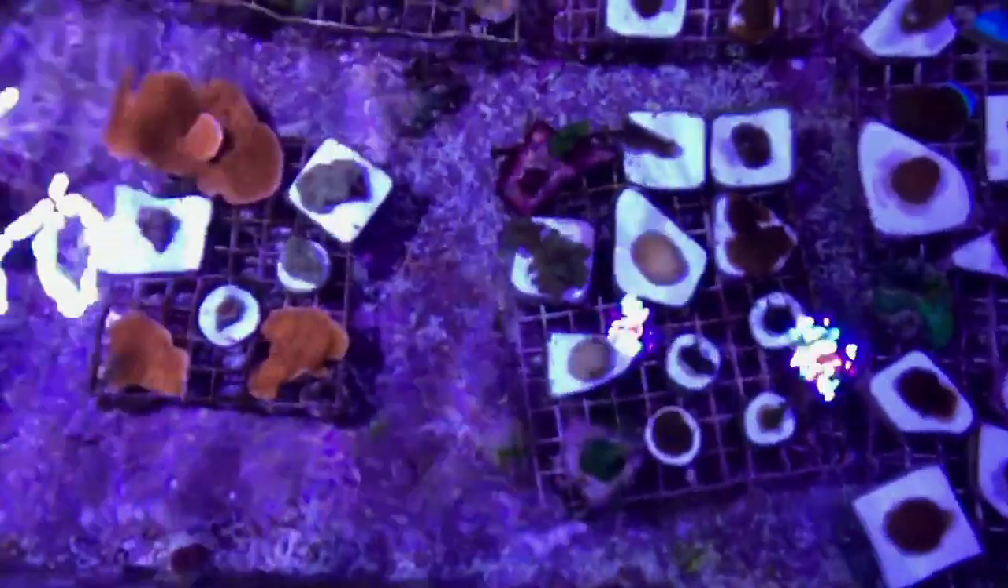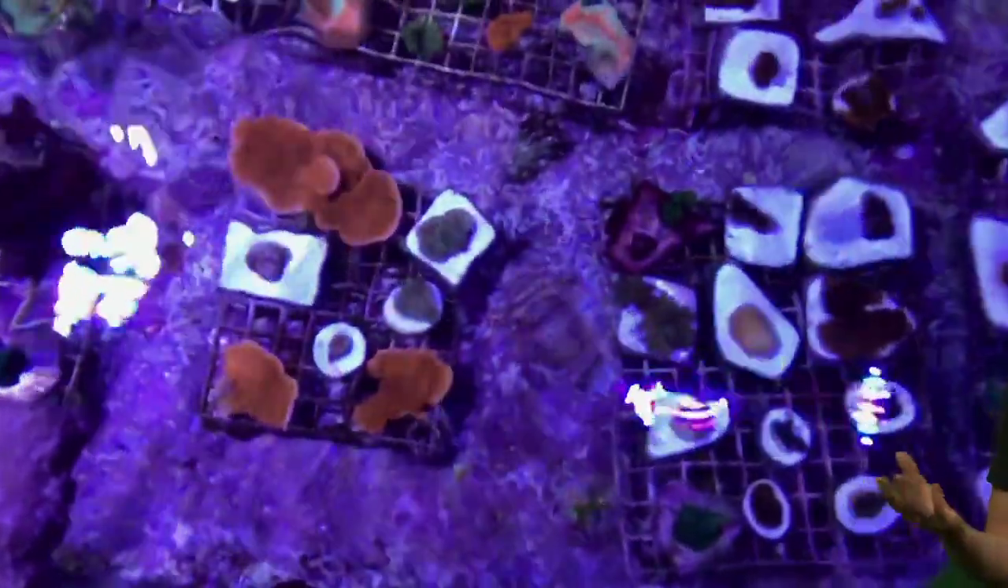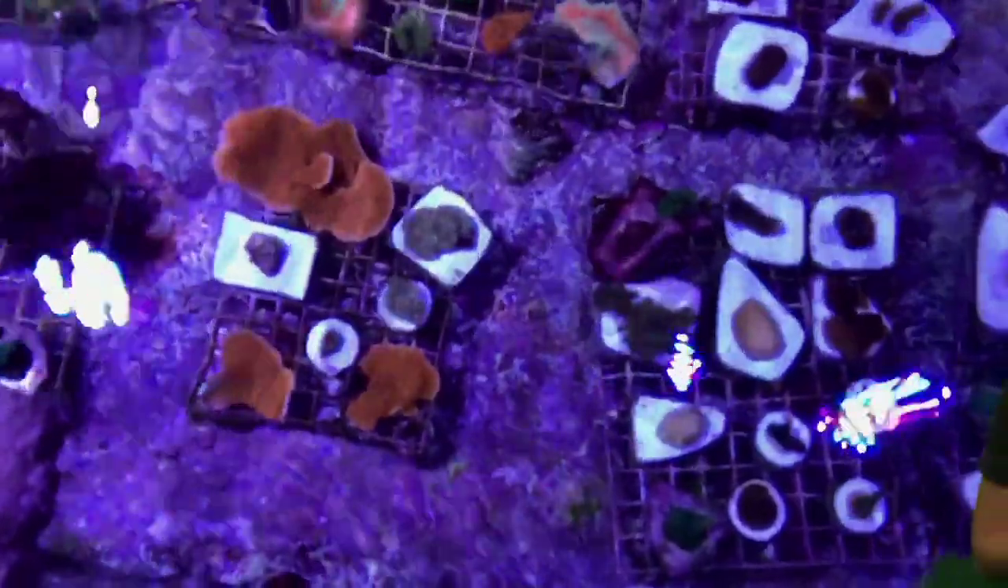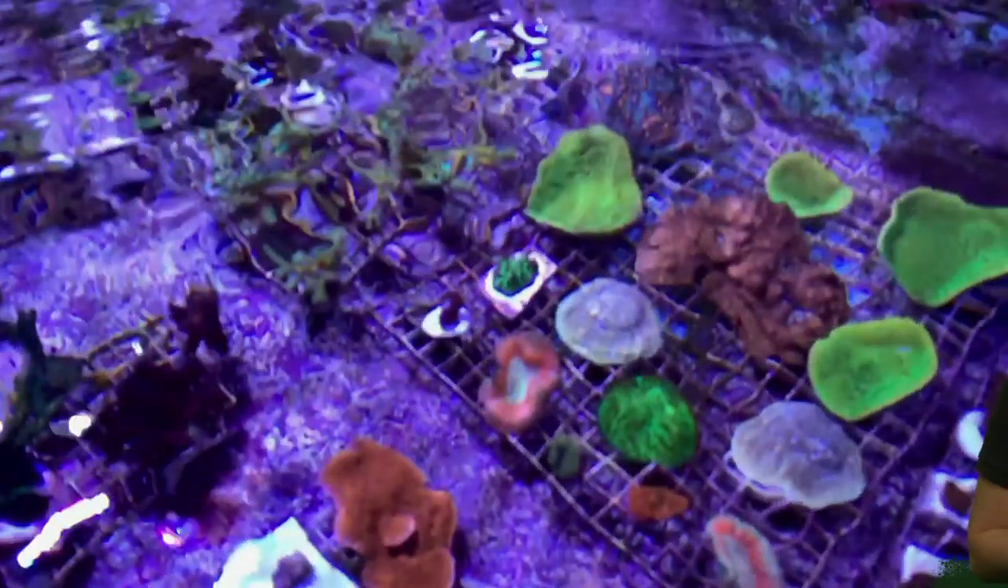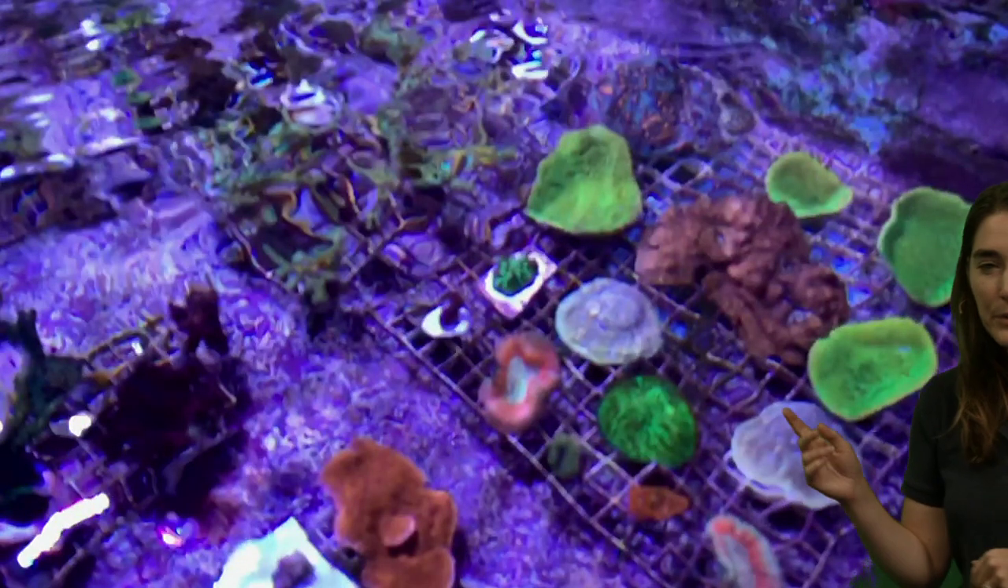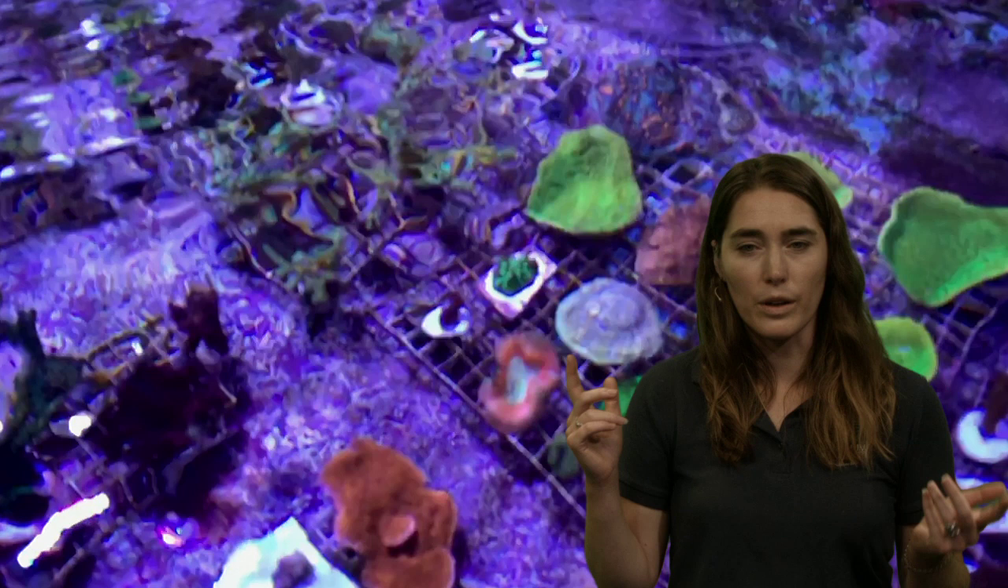And you can again see the diversity of coral pieces. I see some fanned coral as well. So once this coral gets large enough, some of it will get transplanted into one of our exhibits here at the aquarium.